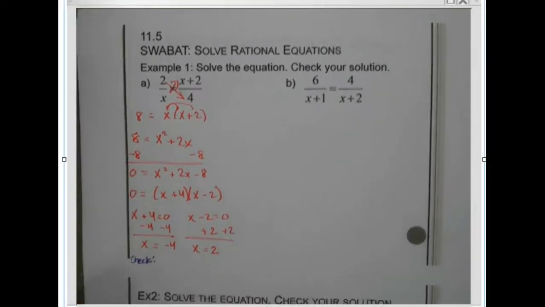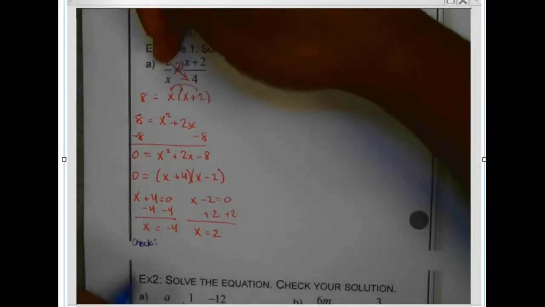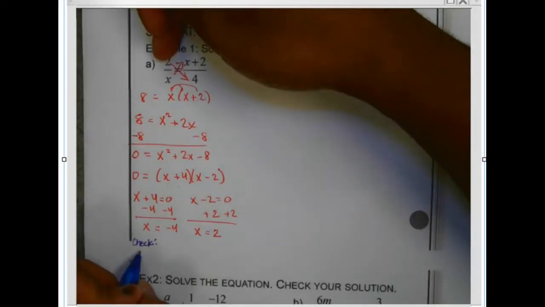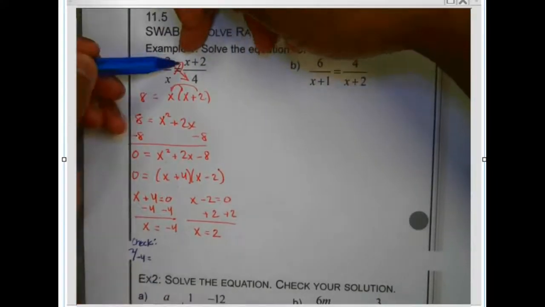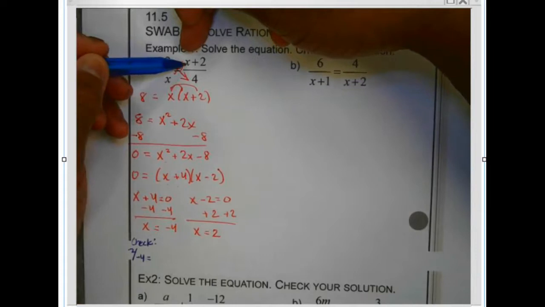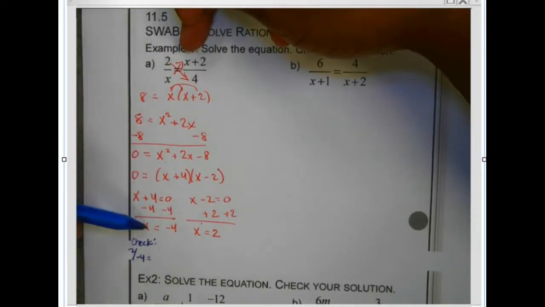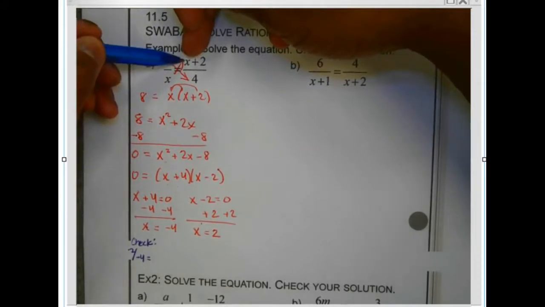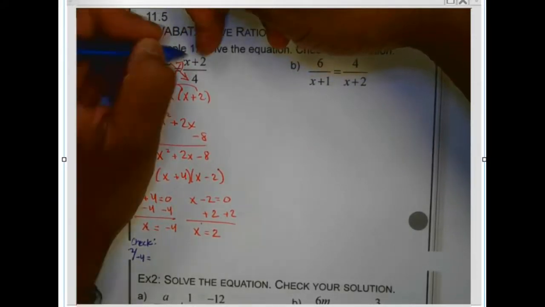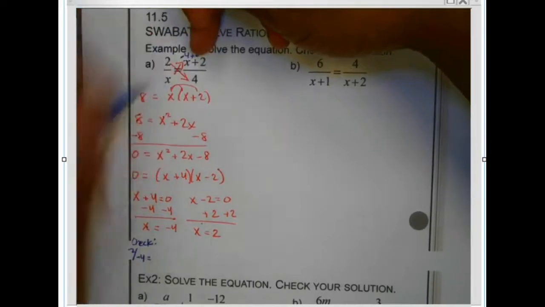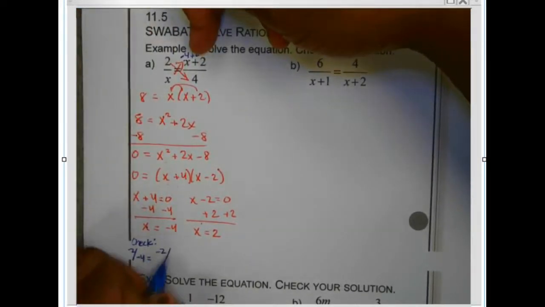The way that we check our answers is to plug back into the original one. So for this one, I'm going to have 2 over negative 4, and I'm checking to see if this is equal to, plugging negative 4 in here, so what's negative 4 plus 2? Negative 4 plus 2 is negative 2 over 4. Are these the same? Yeah, they are. So this answer is good.